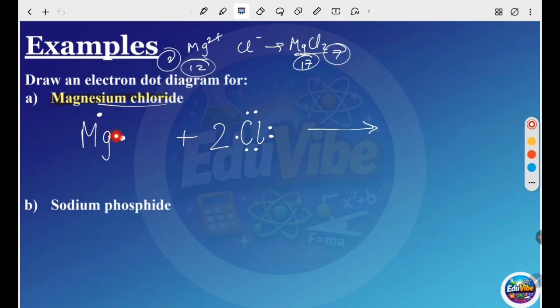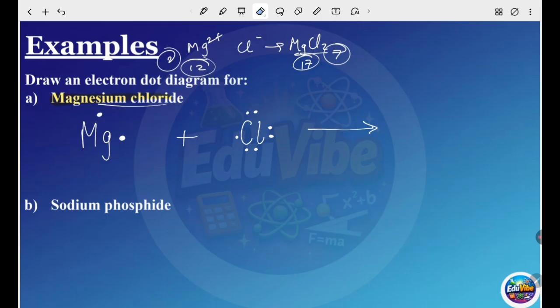So if they lose those electrons and this one gains those, what will happen? This will now have 7 of them. If one electron is given to this Cl, this will become stable, and this will be left with only one. But we know that Cl has 2 of this, so this is 2 Cls. So we have 2 Cls.